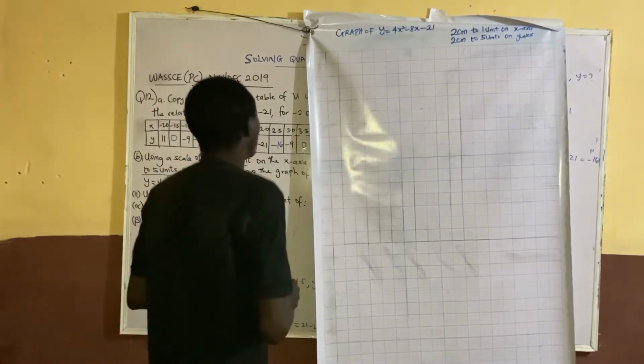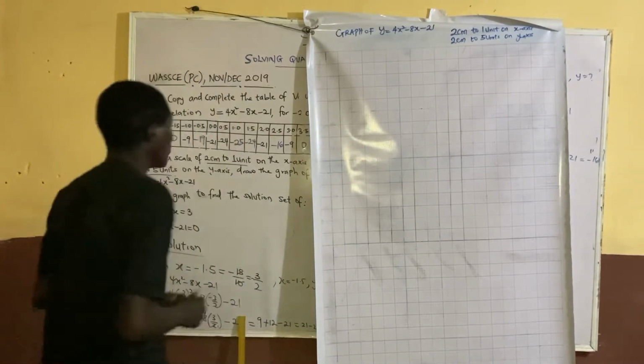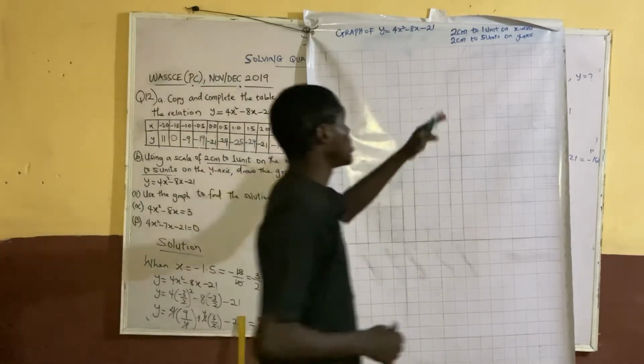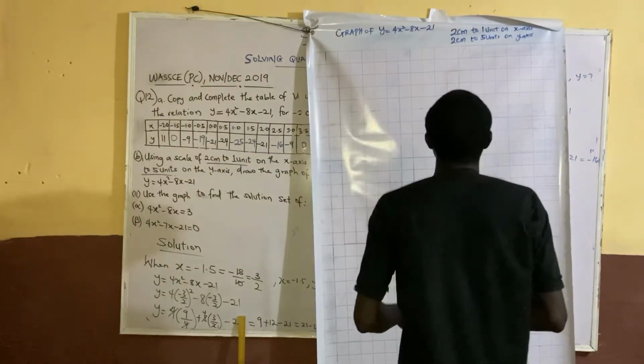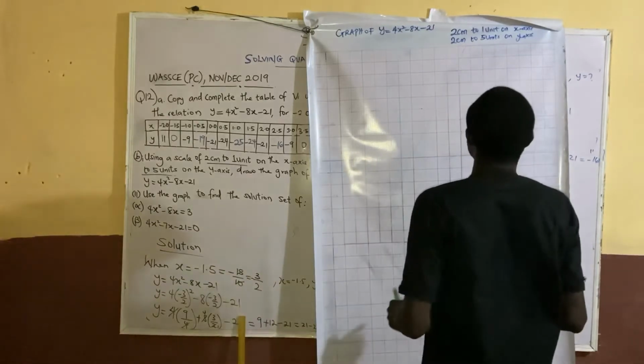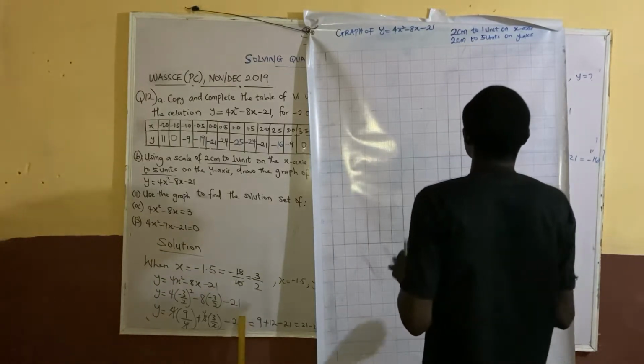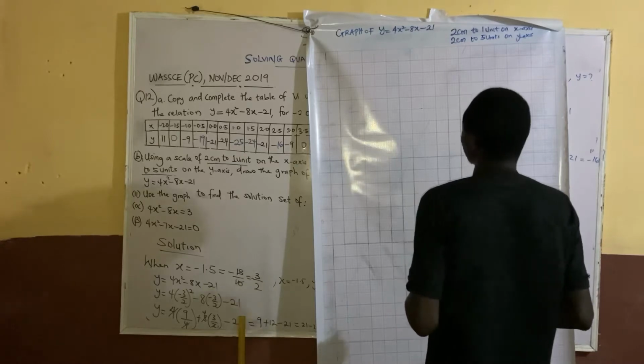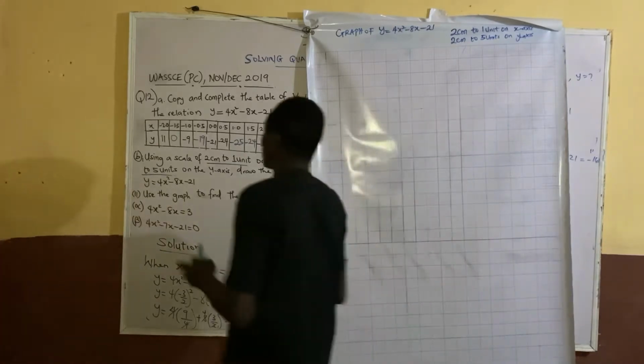So now let's go into plotting our graph using this scale and the table of values. Now 2 cm represents 1 unit. So how do I arrange, how do I draw my vertical line and the horizontal line for this table of values?